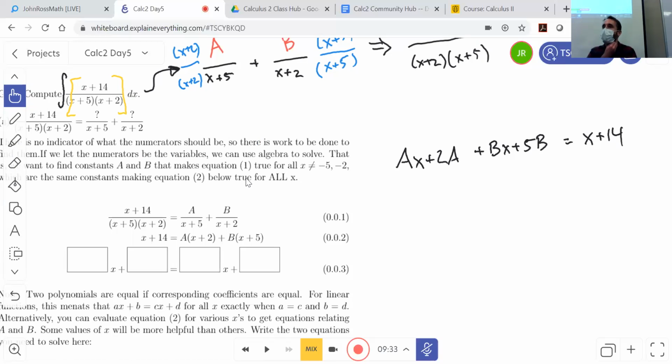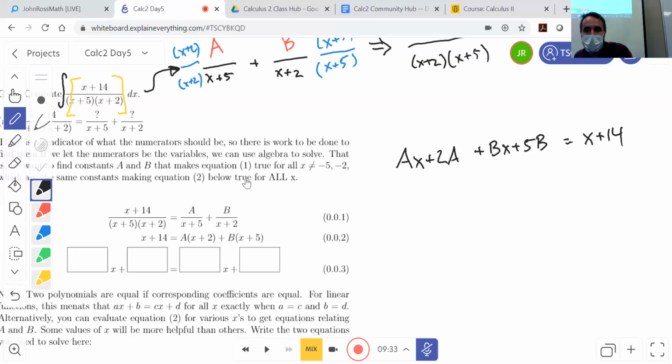So again, lest we get lost in the algebra, I like to keep a big picture understanding here. Our goal is to figure out an A and a B so that the partial fraction decomposition actually equals the original integral we were trying to compute. That means we need to choose an A and a B so that this expression will equal this expression, so that our thing involving A's and B's will equal x plus 14.